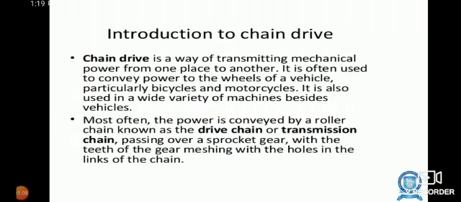Chain drive design. Introduction to chain drive. Chain drive is a way of transmitting mechanical power from one place to another. It is often used to convey power to the wheels of a vehicle, particularly bicycles and motorcycles. It is also used in a wide variety of machines besides vehicles. Most often, the power is conveyed by the roller chain, known as a drive chain or transmission chain, passing over a sprocket gear with the teeth of the gear meshing with the holes in the links of the chain.